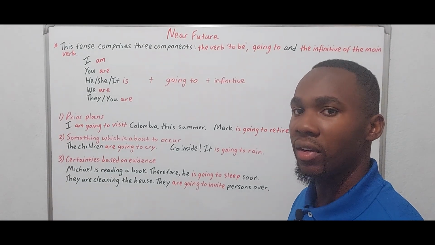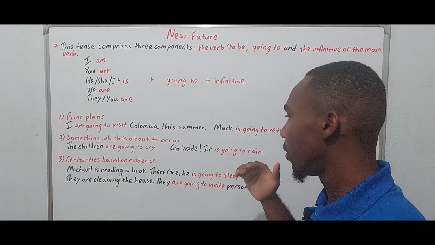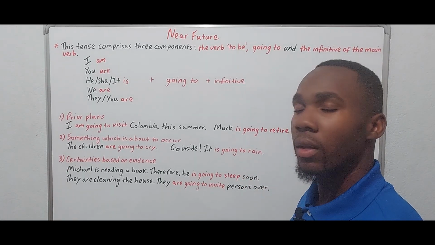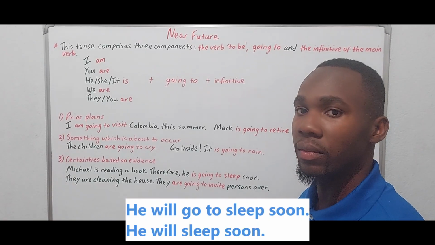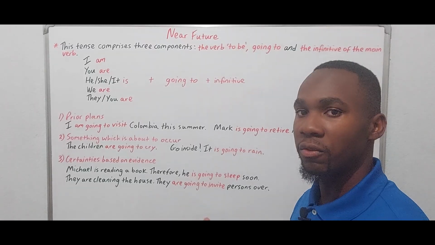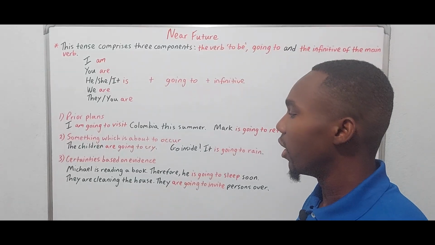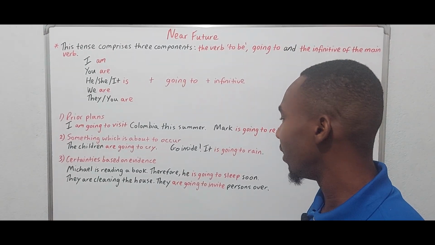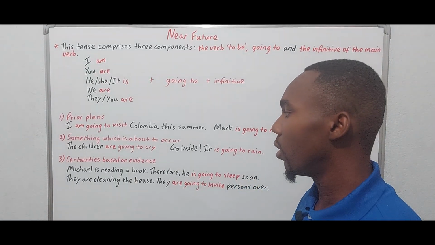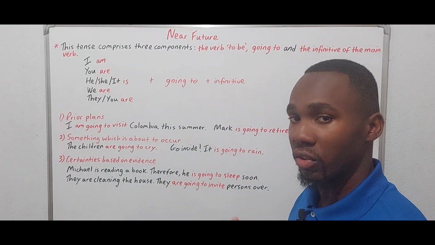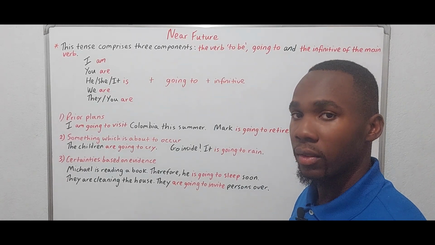Now, if we did not have evidence and we just made a prediction, we would say he will go to sleep soon, or he will sleep soon, right? So we would use a simple future when we don't have evidence, okay? Similarly, they are cleaning the house. They are going to invite persons over. Once again, our evidence is here. They are cleaning the house. So we assume that they will invite persons over, right?